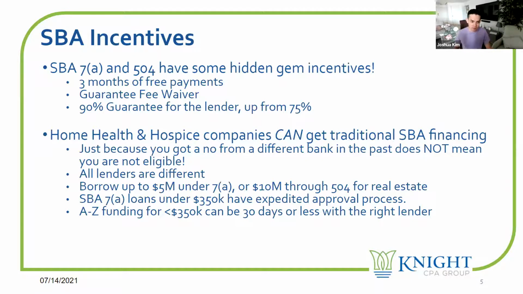So you can borrow up to 5 million under 7A or 10 million through 504 if you've got some sort of real estate need. One thing I will say is that there's a slightly different, more expedited underwriting and approval process for SBA loans if it's below $350,000.